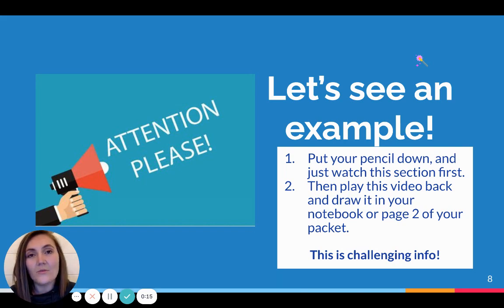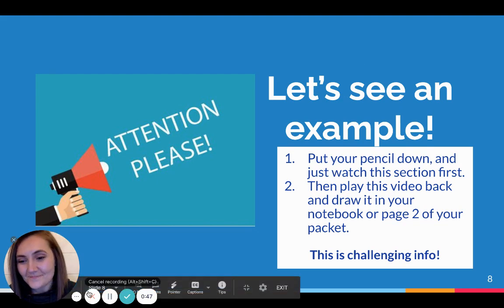So we're going to walk through an example first, and what I would like you to do is just watch for now. If you would like to have this example in your packet or your notebook, you can always come back to this point and rewatch it. But the first part is it's important to just watch it all the way through so you can get the idea of how osmosis works. Again, this is really challenging information, so feel free to pause the video at any point, but I would definitely just watch it the first time around and then come back and sketch it out yourself. So let's begin.